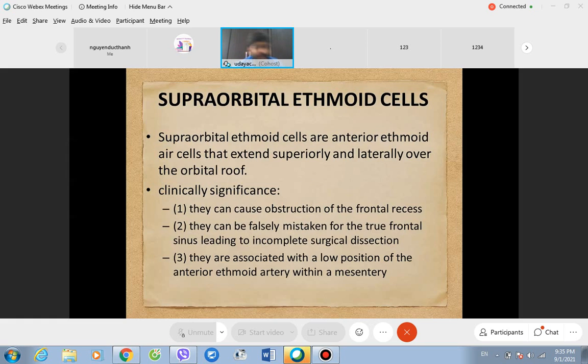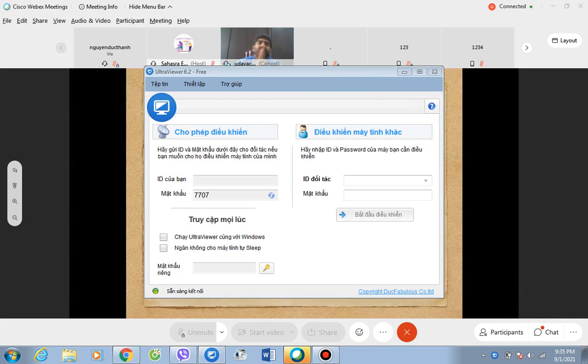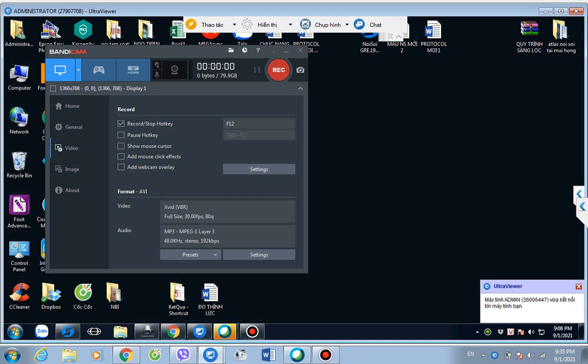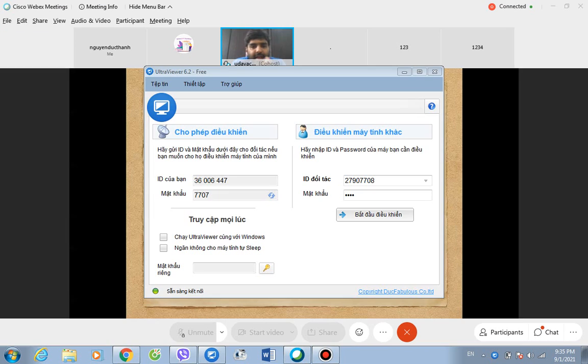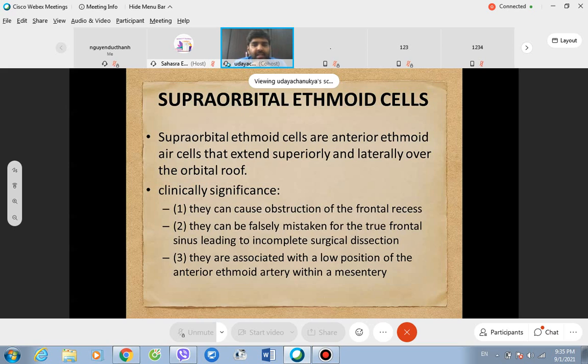Supraorbital ethmoidal air cells and suprabullar ethmoidal air cells are clinically important. Suprabullar ethmoidal air cells, as the name suggests, are the anterior ethmoidal air cells that extend superiorly over the bulla. Supraorbital ethmoidal cells extend superiorly and laterally over the orbital roof. I think Venkatraman Reddy garu tomorrow will show the actual images and the CT images of these different types of ethmoidal air cells. What is the clinical significance of the supraorbital ethmoidal air cells?